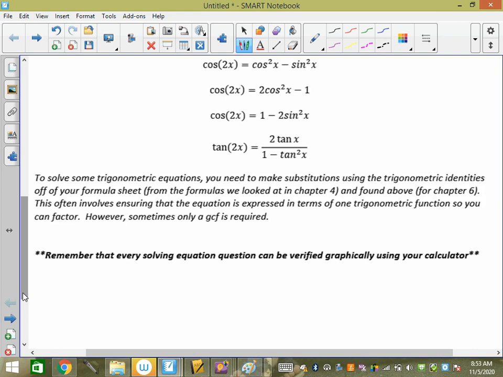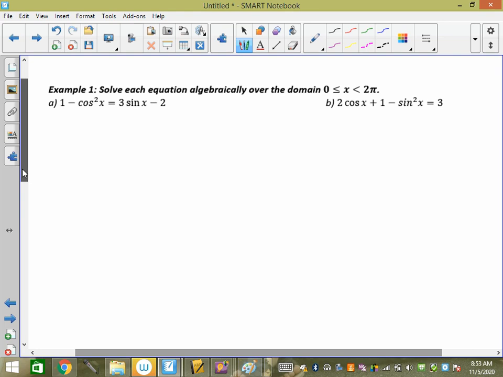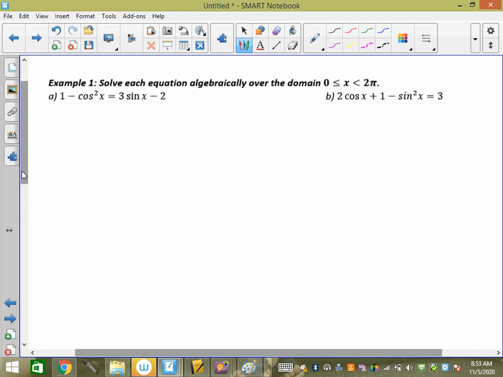Remember that every solving equation question can be verified by graphing using your calculator. So the moment you have something equals something with one variable, you can go y1, y2 and check it. Now if they say algebraically and you do y1, y2 and check it, you get nothing. If that's all you did, just give the answer off your calculator and it's algebraically, you're getting nothing. So we're always going to do example A together. You're going to do example B.